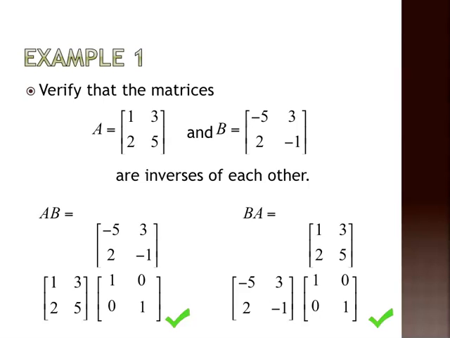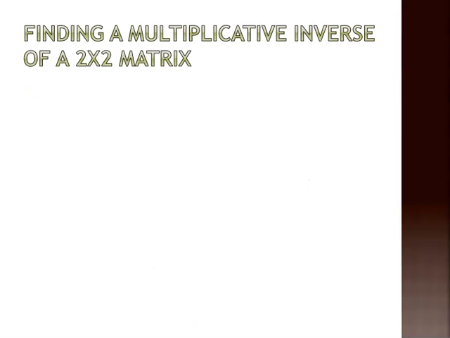Okay, so how do you actually come up with the inverse? It seems like these are kind of random numbers. So here's how you find the inverse of a 2 by 2 matrix. When you get to larger matrices, finding what we call the multiplicative inverse of that matrix is going to be more complicated.